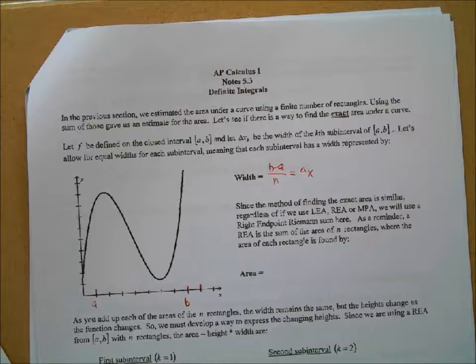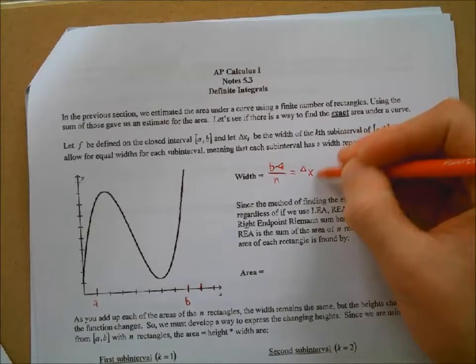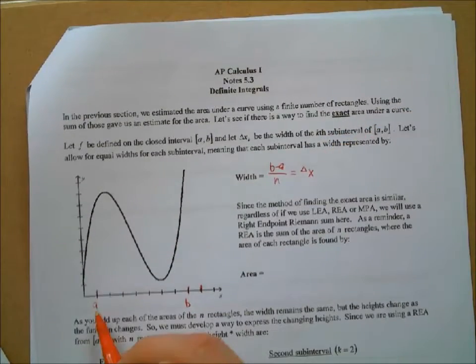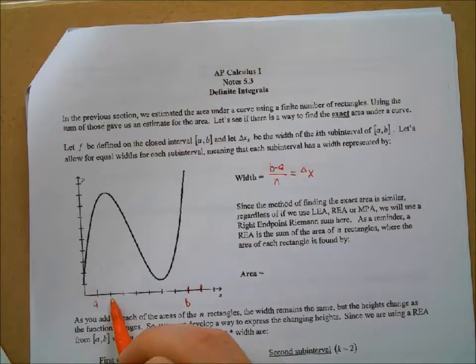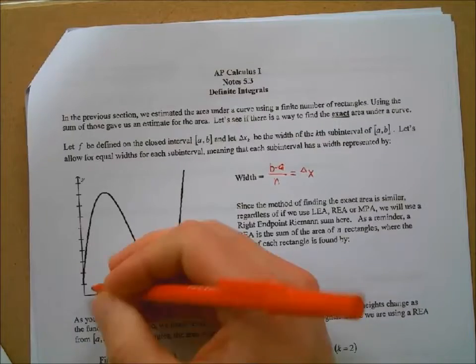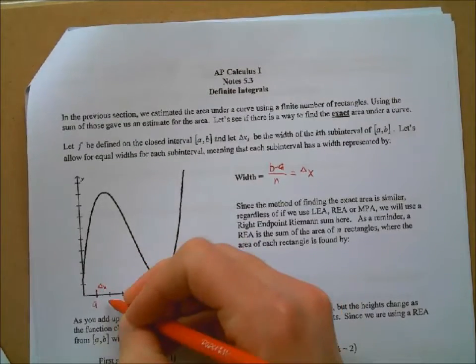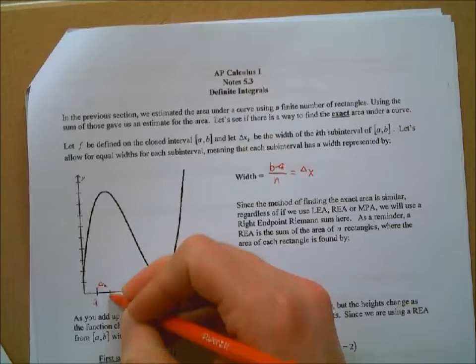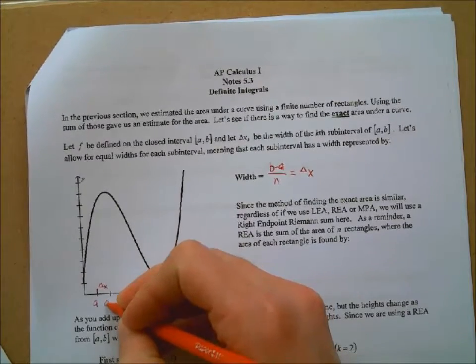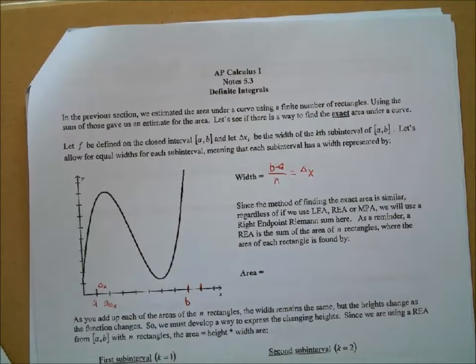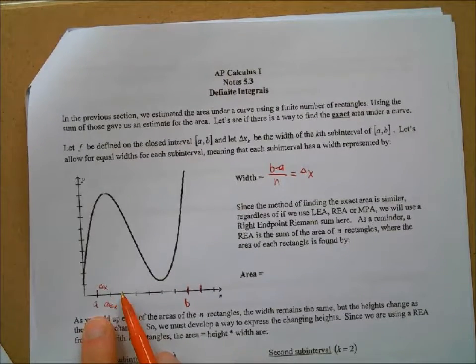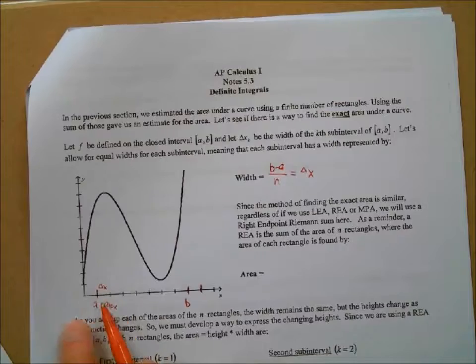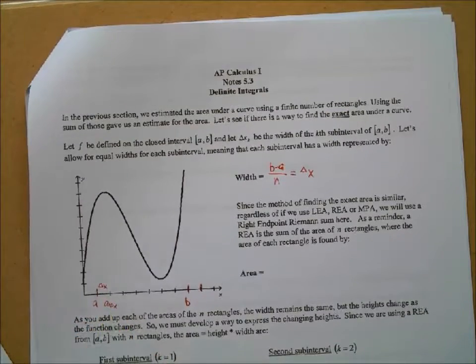So if that is our subinterval width, delta x, and this is our first subinterval, what will this endpoint be? If we start with a and we want this width to be delta x, how can we represent the next endpoint of our first subinterval? It would be a plus delta x. Exactly right. So that's our first interval, starting at a and adding delta x to get a plus delta x.